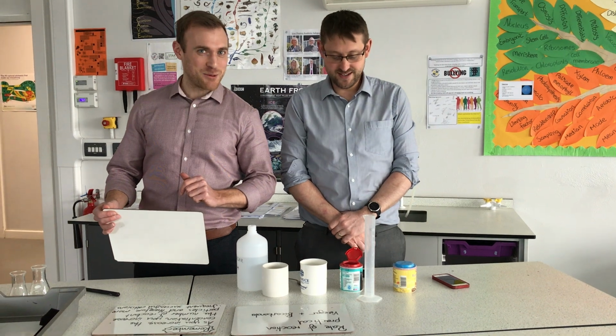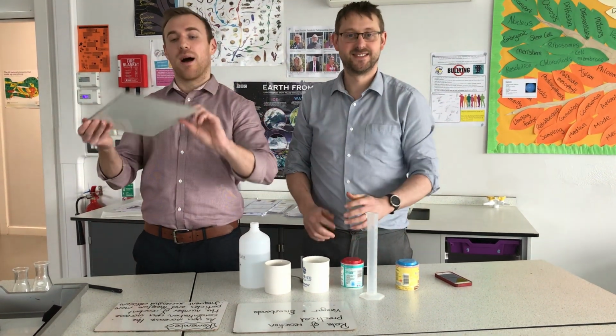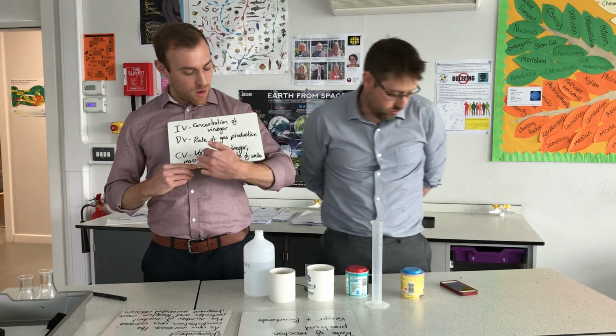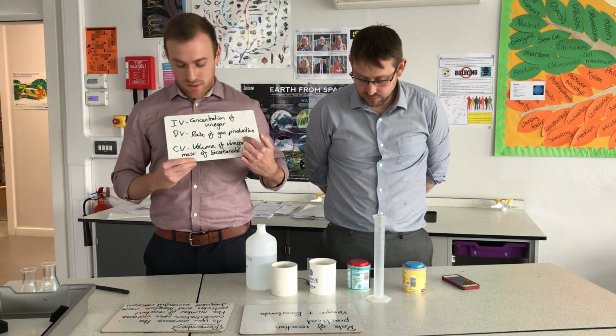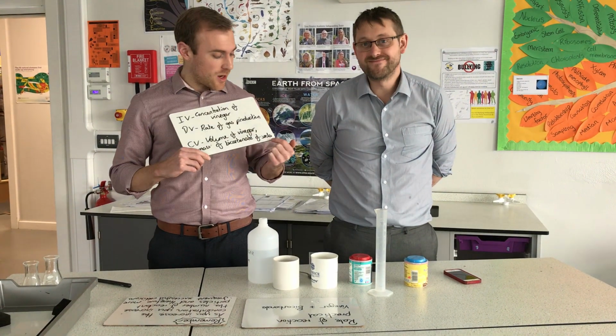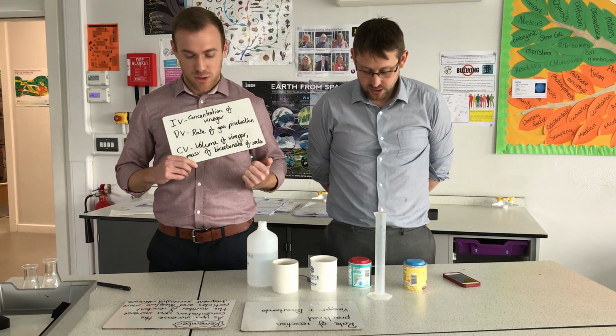So what I'd like you to do there is pause the video and check, can you come up with some control variables? But two main control variables there are the volume of vinegar, which is actually ethanoic acid, and the mass of the bicarbonate of soda. There are other ones, but they're your two main ones.